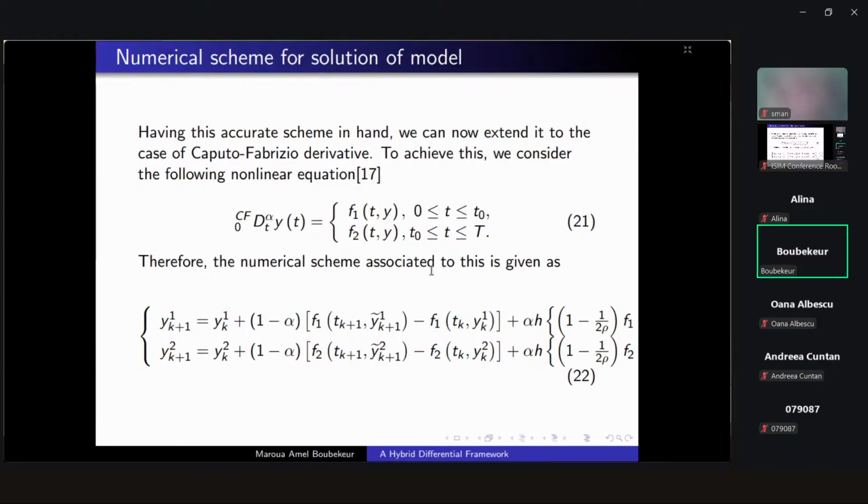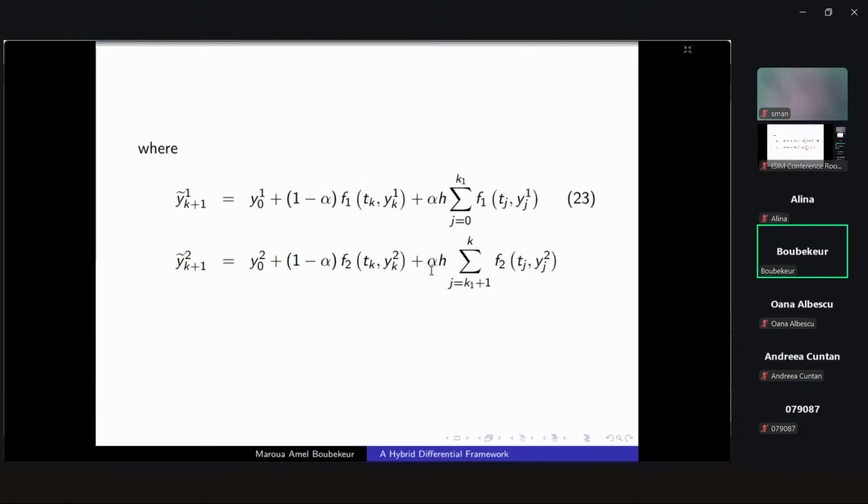Now I describe the numerical scheme used to solve the Caputo-Fabrizio model. The method accounts for the non-local structure of the derivative. We compute the solution separately for the two phases of the system, 0 to T0 and T0 to T final.